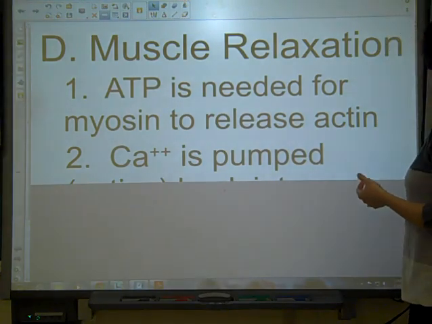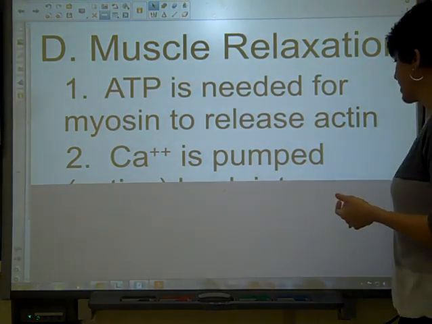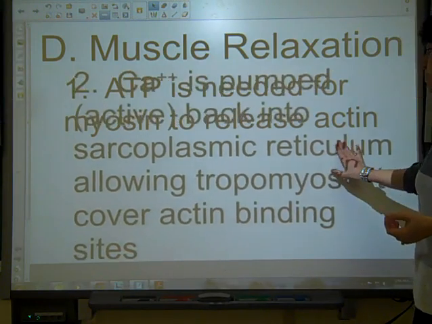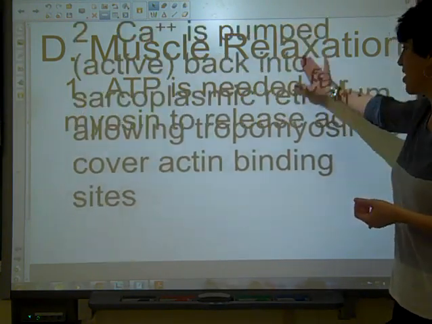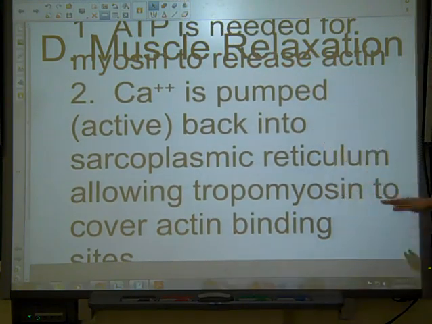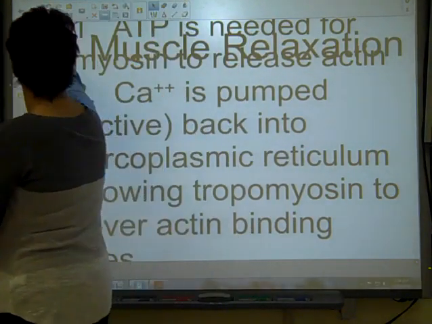So the calcium gets pumped back into the sarcoplasmic reticulum. Sorry, I'm having difficulty moving this screen. Calcium is pumped back into the sarcoplasmic reticulum, allowing tropomyosin to cover the actin binding sites again. Now it's back to normal, and you could have another contraction happen at this point.